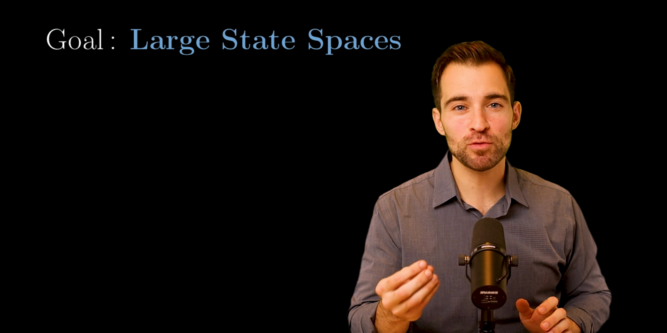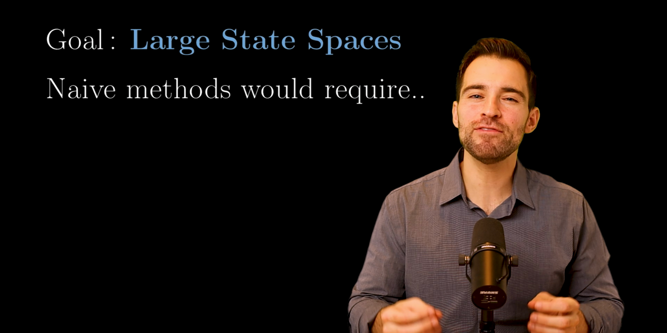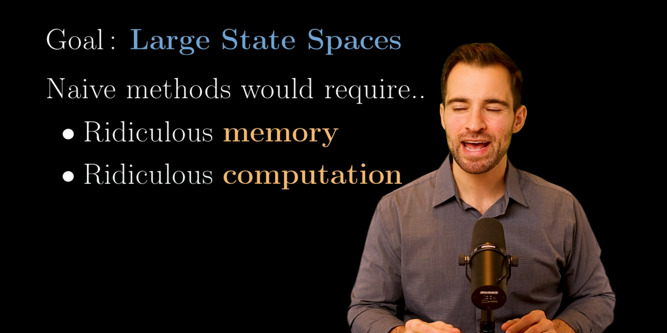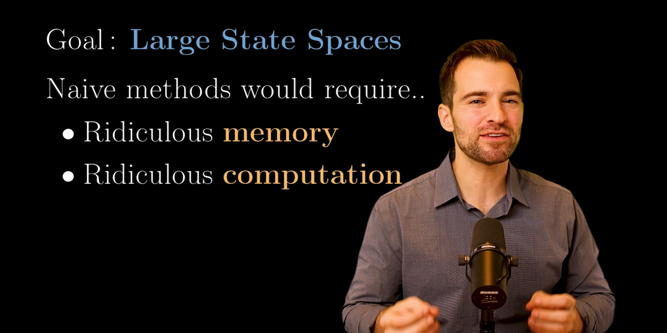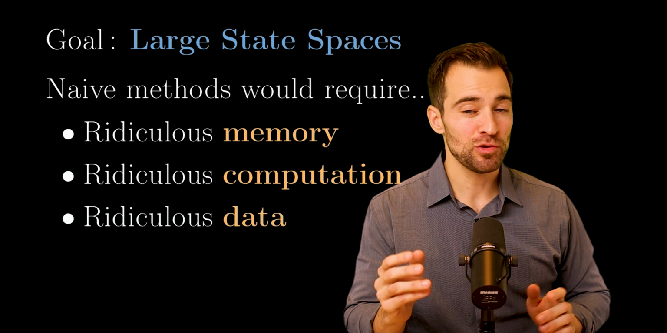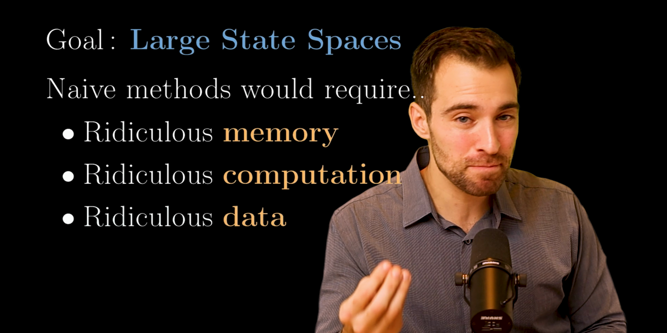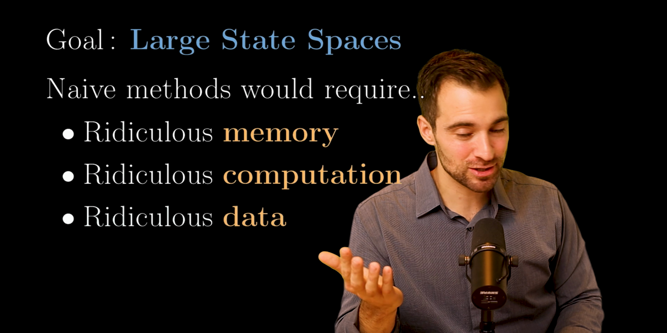So if our goal is to handle large state spaces, and if we applied our naive methods, then we'd have a ridiculous demand for memory, a ridiculous amount of computation to do, and an absolutely ridiculous amount of data needed for good estimates. You may recall in the blackjack example, which had a tiny state space, we used 10 million games. Yeah, so we have a problem.